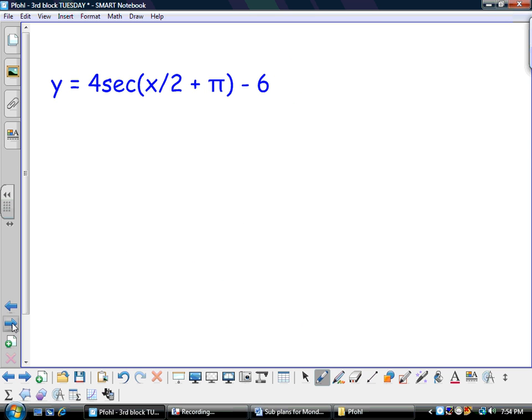First example, y equals 4 times the secant of (x over 2 plus pi) minus 6. This is a secant graph. Step 1, we're going to pretend that it's a cosine graph, and we're going to graph it as if it were a cosine graph. We'll start by figuring out the amplitude, period, vertical shift, and phase shift. Pause the video, try to find those 4 pieces of information on your own.